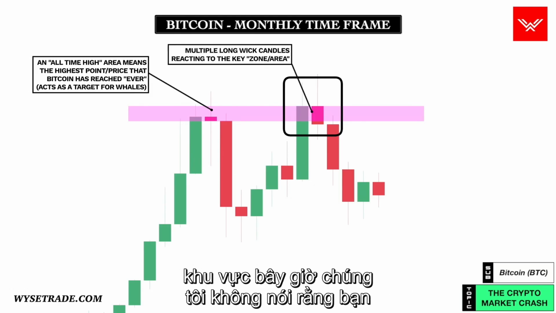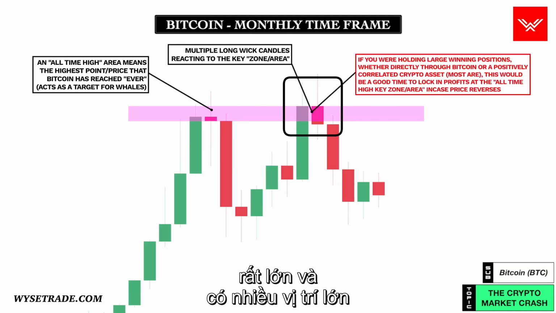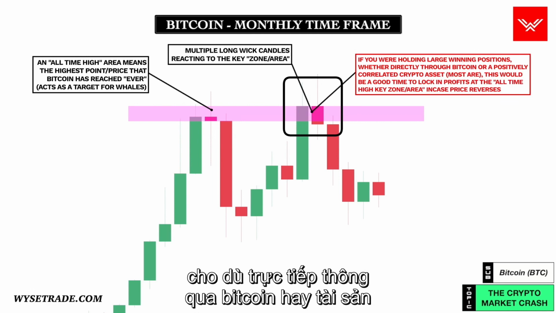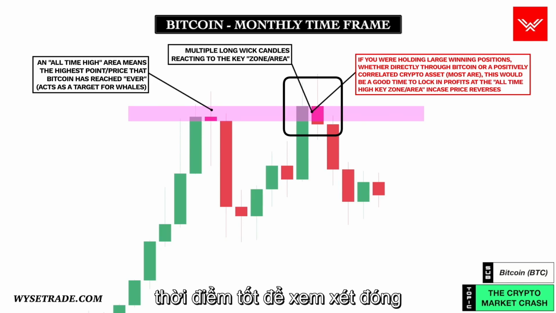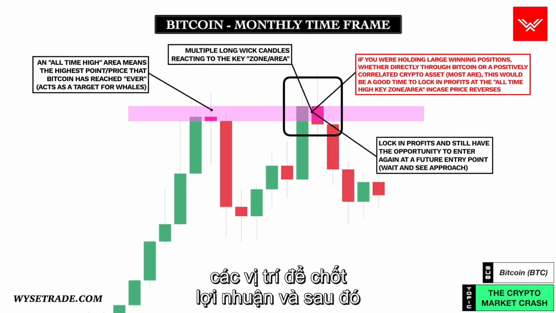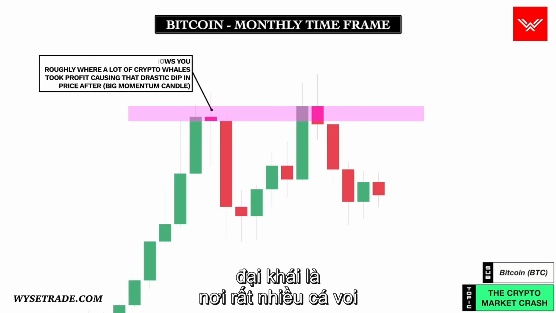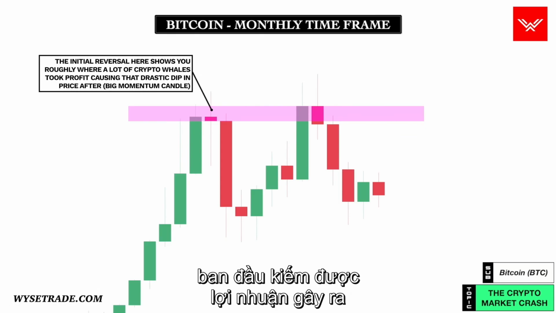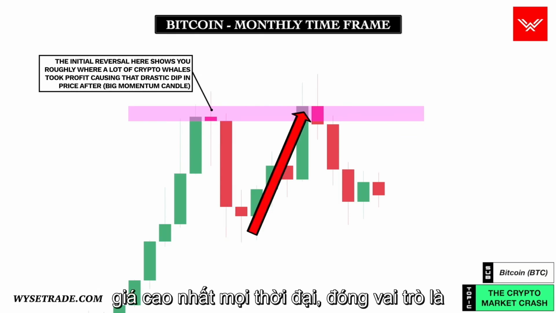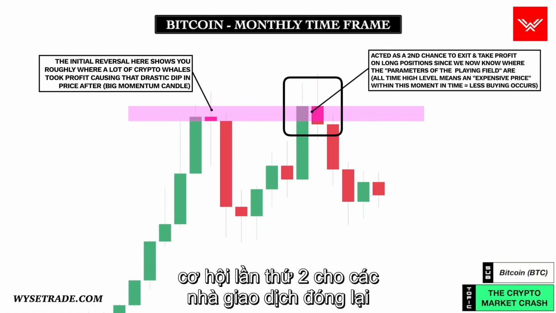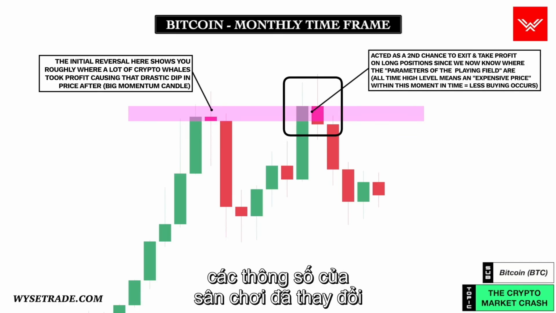Now, we're not saying you should have shorted Bitcoin, but if you were a holder who was running with a very large profit and with many large positions, whether directly through Bitcoin or a correlated crypto asset, this would be a good time to consider closing out positions to lock in profits and then wait for another possible future entry point. So the initial reversal here shows you roughly where a lot of whales initially took profit, causing the drastic dip. Then this second move back up to the all-time high price acted as a second chance for traders to close long positions, as now they know where the parameters of the playing field are.